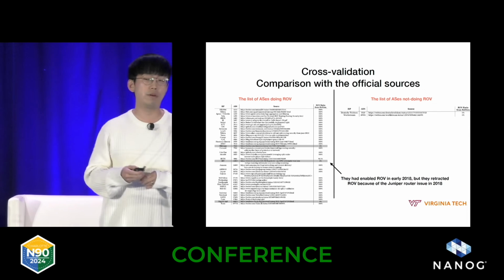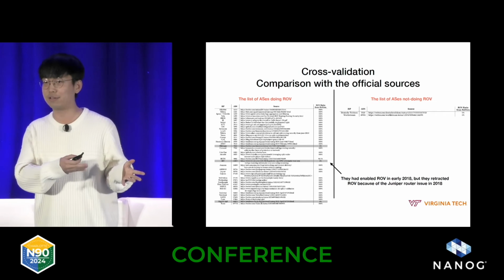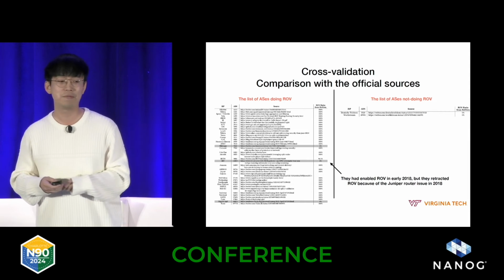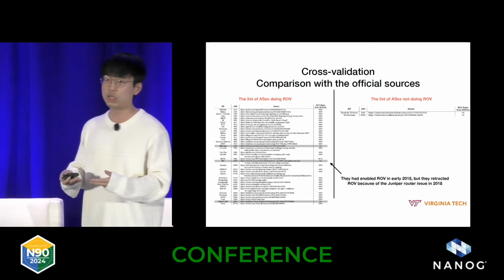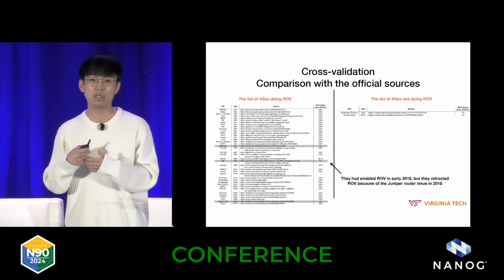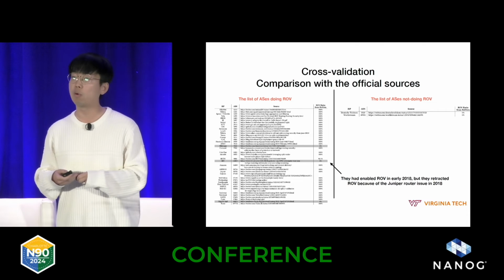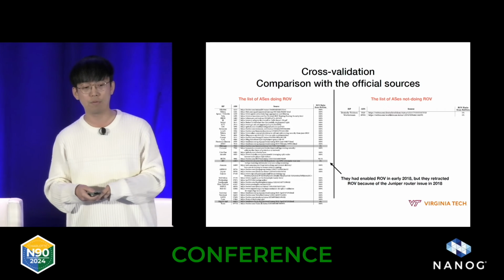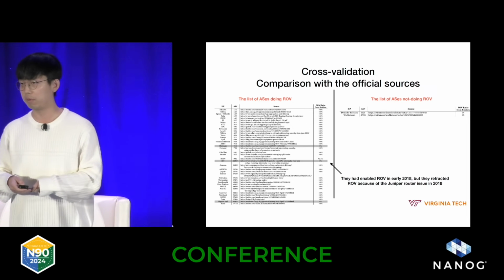Of course, because we are missing a ground truth dataset, we tried our best to manually find ground truth, which basically relies on official announcements and mailing lists. The table on the left shows the list of ASes doing ROV. We found that most of them are consistent with our result, but only 3 are not. We reached out to them, and only one network operator, BIT, came back to us. They had enabled ROV in early 2018, but they retracted it because of some bugs in Juniper routers.